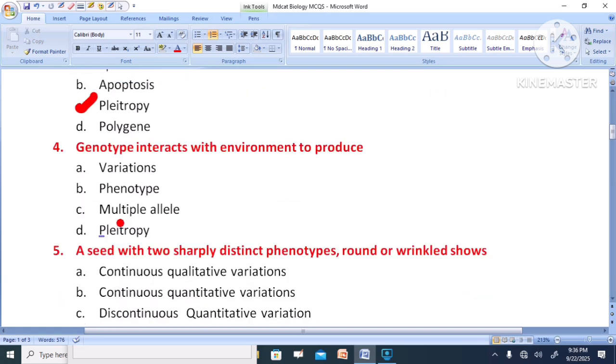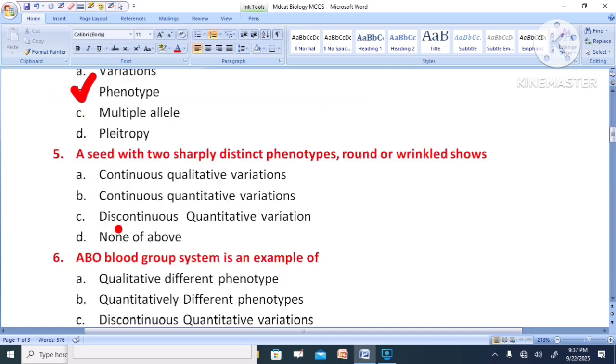So the next question is, genotype interacts with the environment to produce option A variation, option B phenotype, option C multiple allele, option D genotype. So the right answer is option B phenotype.